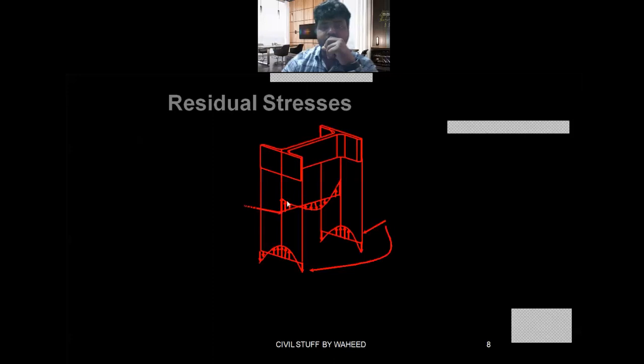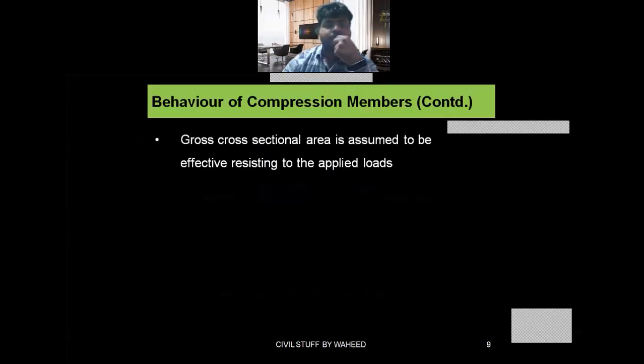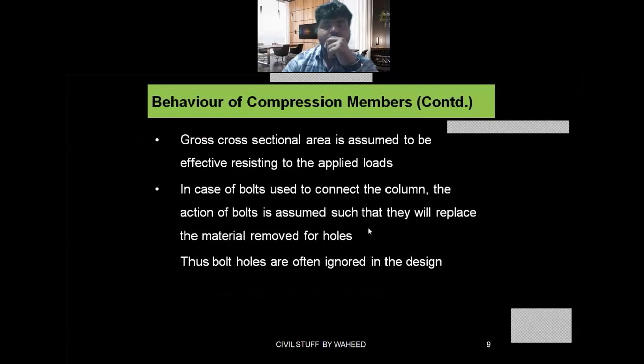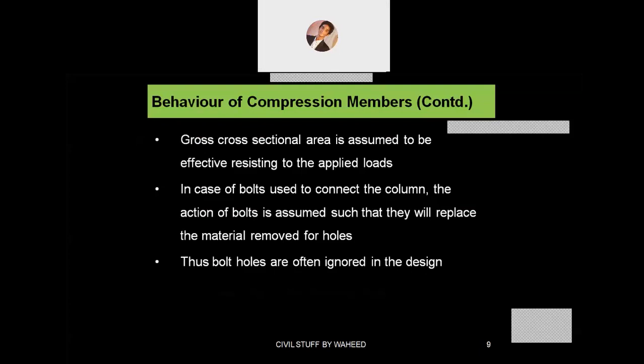As I said, this is a web portion, this is a flange portion. Okay. So this may be the variation of stresses that may develop. Now, here, see here, the gross cross-sectional area is assumed to be effective in resisting the applied loads. The total area of the member is assumed to be effective in resisting the applied loads.